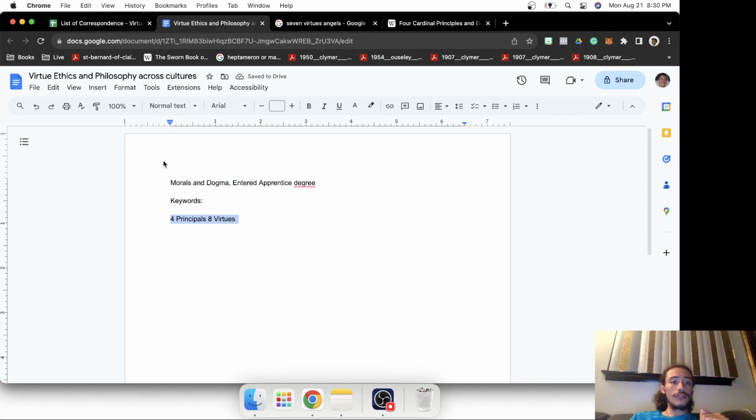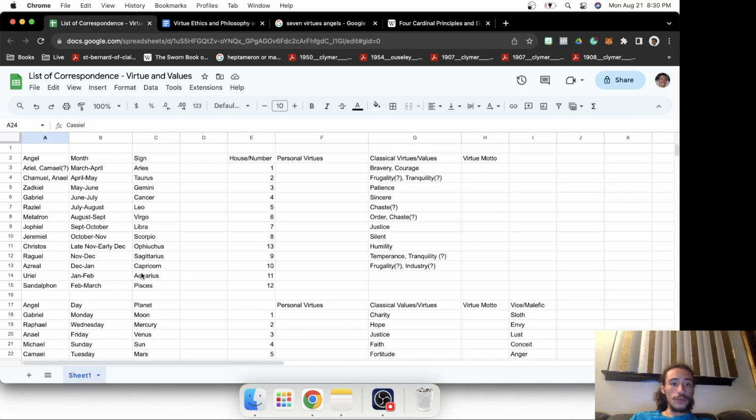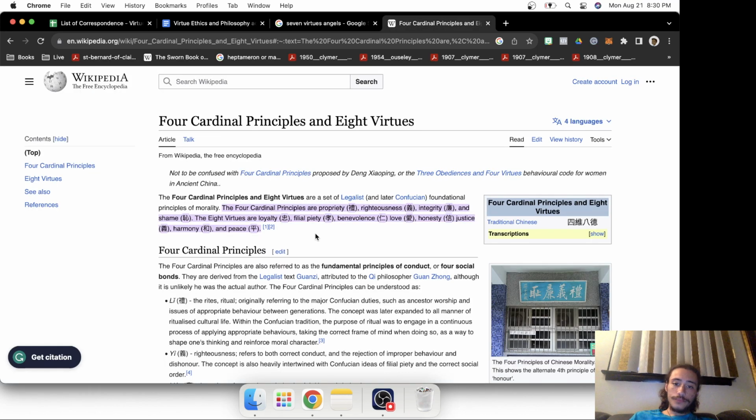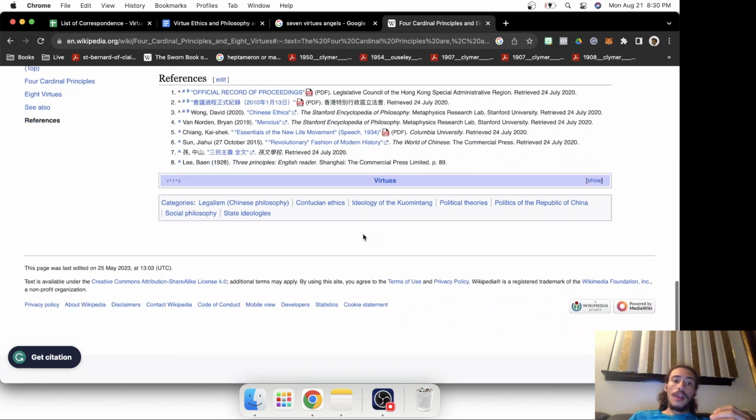What do we just look at that? 1, 2, 3, 4, 5, 6, 7, 8, 12. And then there's the Ophiuchus, which is its own thing. But in there, it's propriety, righteousness, integrity, shame. The virtues are filial piety, benevolence, love, honesty, justice, harmony, and peace, right?